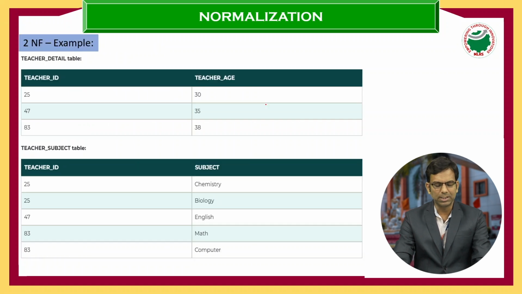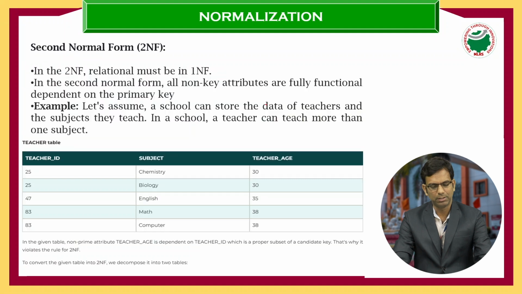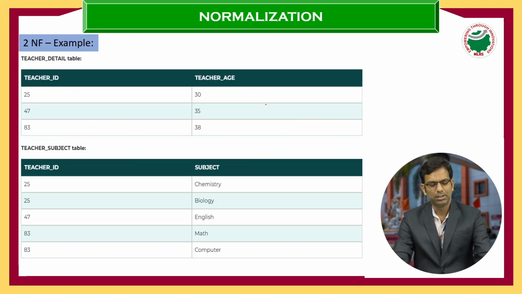If you look after the second example, same example, second slide. Here, the teacher ID and teacher age are given in one table. Teacher ID and subject are given in another table. The teacher ID is 25. As I told you earlier, the teacher ID is 25, whose subjects are chemistry and biology, and her age is 30. So here teacher ID and age were given.